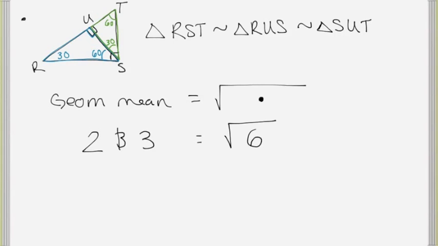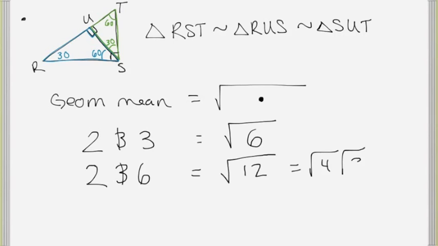What about the geometric mean between 2 and 6? That would give us what? Product, not sum. 12. Square root of 12. Does that simplify? Are there any perfect squares that go into 12? Square root of 4, and that would leave a square root of 3. The square root of 4 is 2. 2 square root of 3.